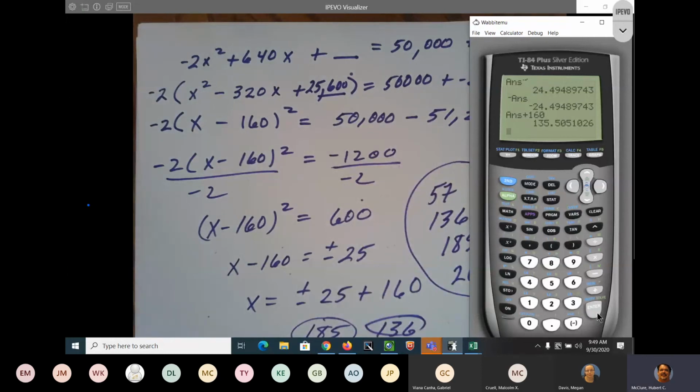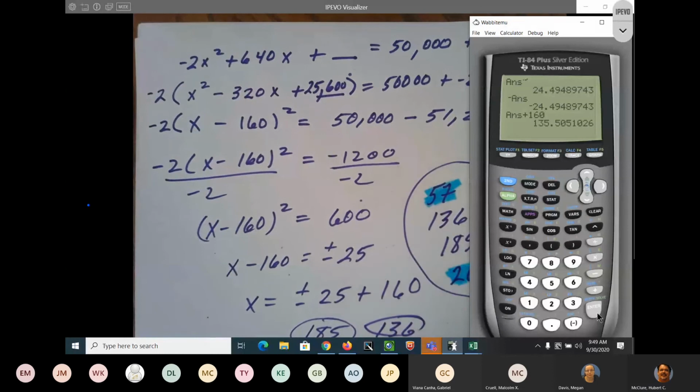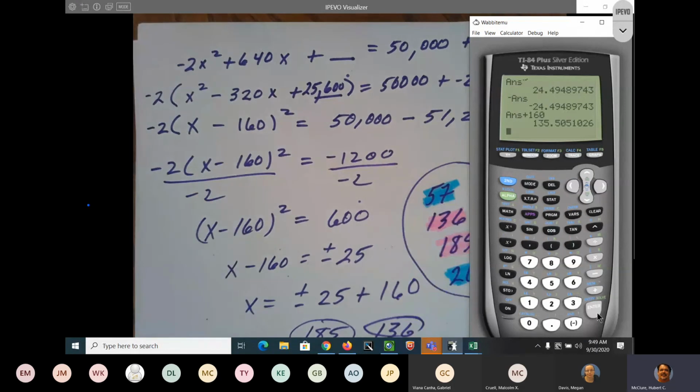And of course, the 57 and the 263 is for 30,000. And the 136 and 185 is for 50,000. And that's x. So you have to go back and plug it in. So x could be 57, 57, and 263. And then 136, 136, and 185. Talking about the height, the width, and the lengths of the parking lot.